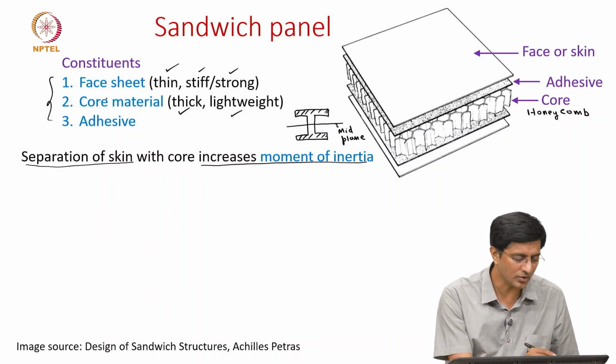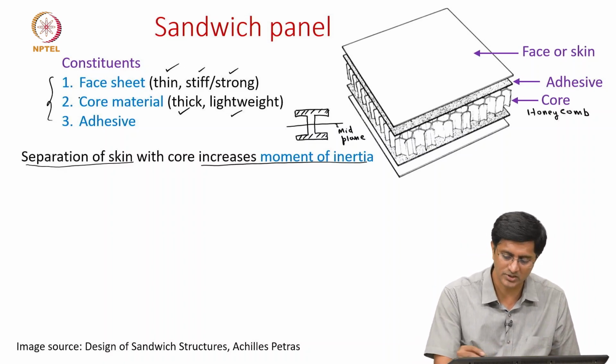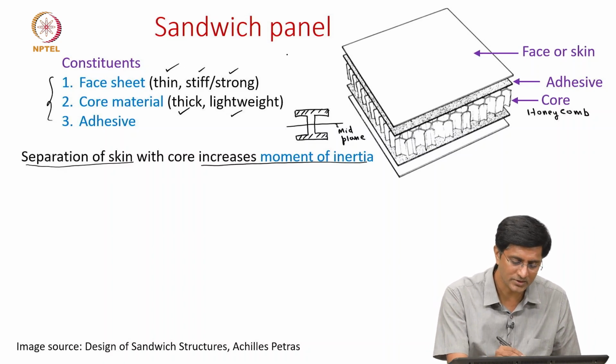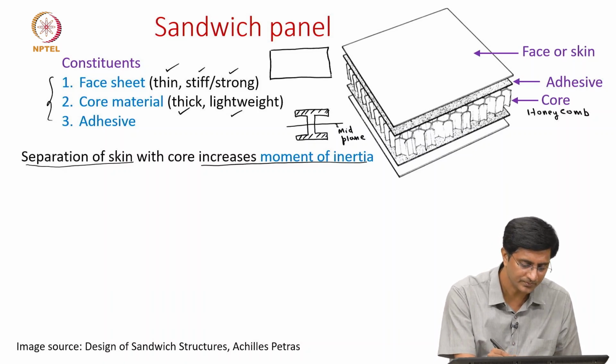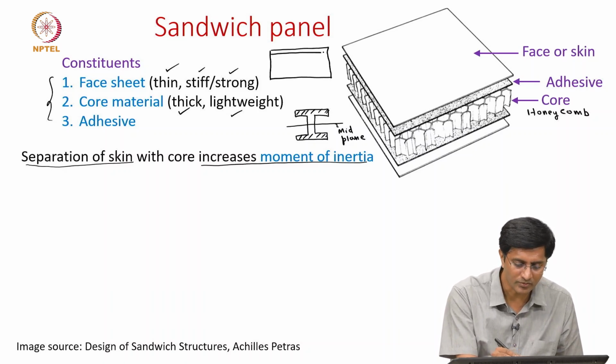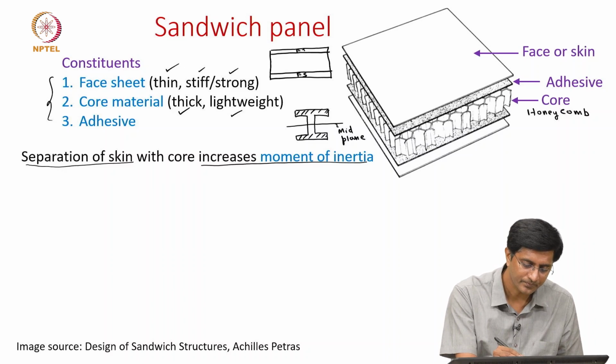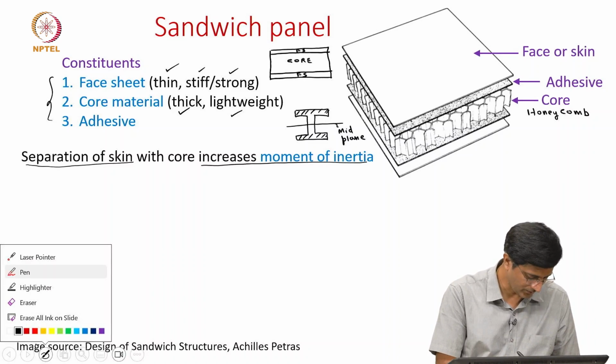So we are focusing on the thick and stiff face sheets. Even if I have to show this sandwich panel as a cross section, this is how it is shown. You have a face sheet at the top and a face sheet at the bottom, and intermediate is the core. So this is the mid surface we are showing.